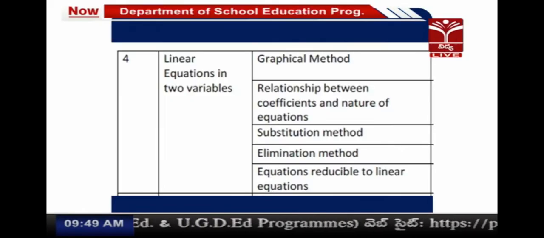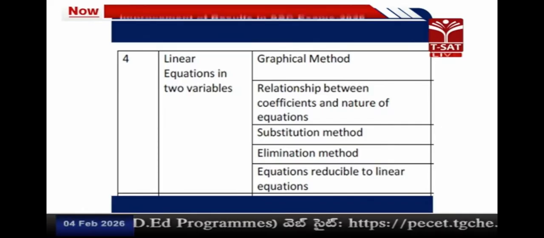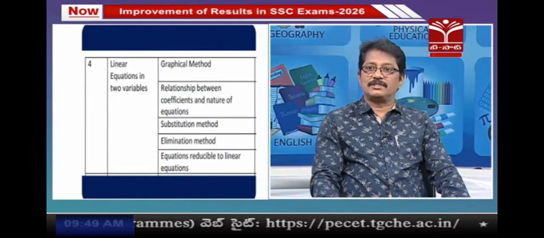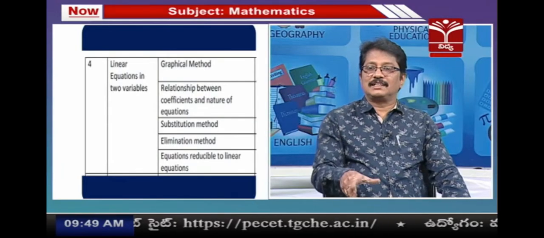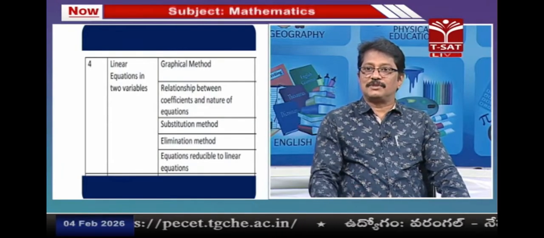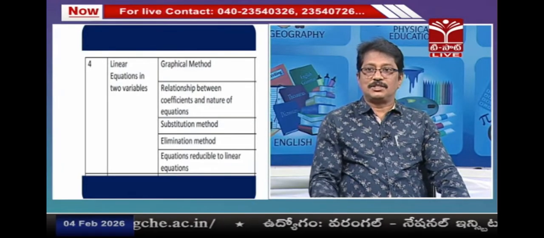This means consistent equations, inconsistent equations and dependent equations. By using the formula, they have to identify this. If a1x plus b1y plus c1 equal to 0 and a2x plus b2y plus c2 equal to 0 are the two equations, then we take the conditions. One possibility: a1 by a2 equal to b1 by b2, which is equal to c1 by c2.